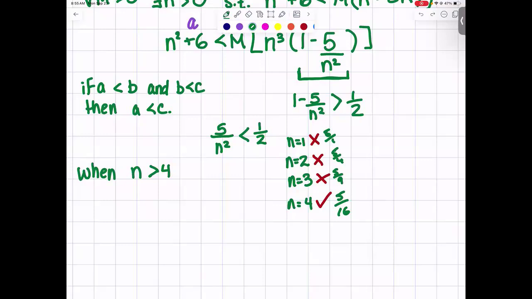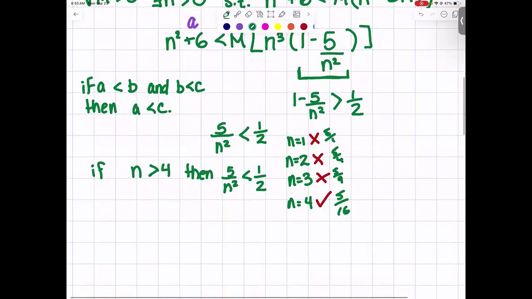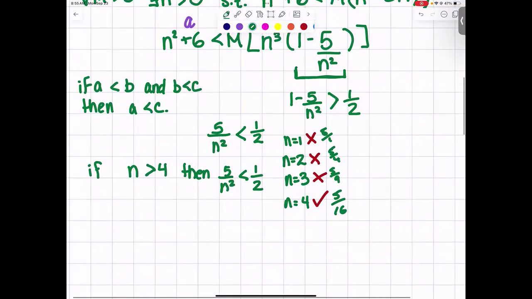So I'm going to say, if n is greater than 4, then 5 over n squared is less than 1/2. And what does that actually mean for us? Well, that means that the following will be true. n cubed times 1 minus 1/2, I can just put the half right here.